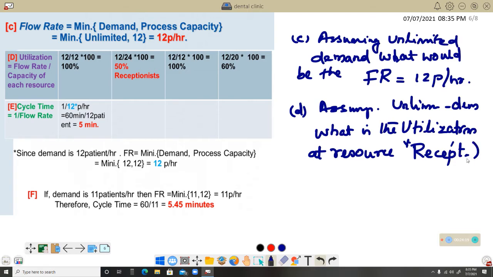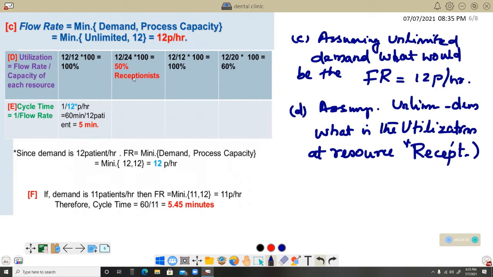At resources, receptionist. For calculating utilization, we have a general formula something like this. Over here you can see on the left side, utilization equals flow rate divided by capacity of each resource. Likewise, I calculated 12 by 12 into 100, we get 100% for the reception. It is 12 by 24, check out the before slide, you can see that value. So 50% only. And for the dental assistant it comes again 100%, and for the dentist it is 60%.